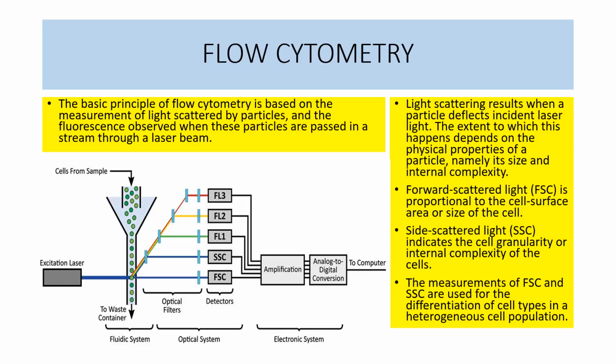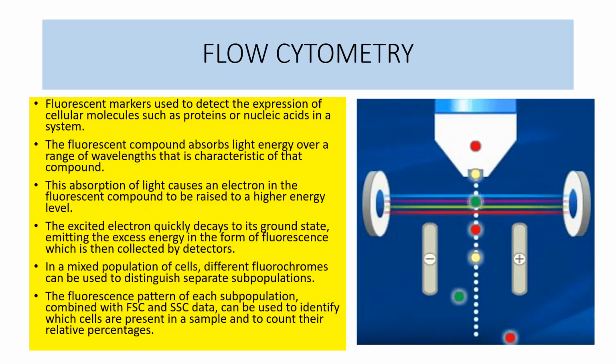Forward scattering light, that is FSC, is proportional to cell surface area or size of the cell. Second, side scattering light, SSC, indicates the cell granularity and internal complexity of the cells. The measurement of FSC and side scattering is responsible for detection. The fluorescent marker is used to detect the expression of cellular molecules such as proteins or nucleic acids in the system.